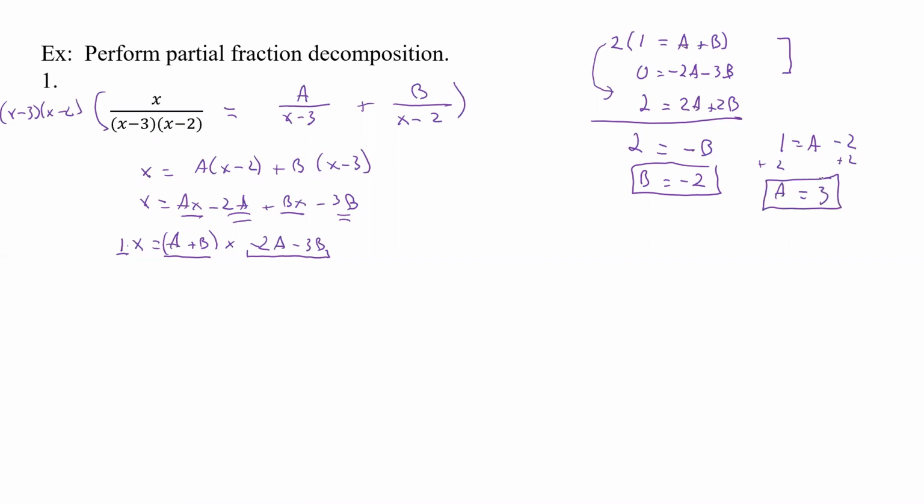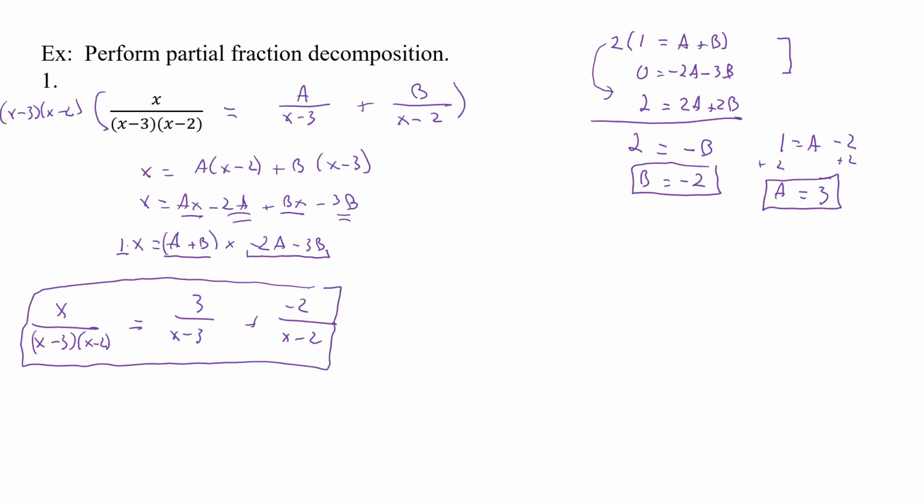Okay. And now my partial fraction decomposition turns out to be, all I have is the original x over x minus 3 times x minus 2. Well, that's just going to be equal to the 3, which is A, over x minus 3, plus B, which was the negative 2, over x minus 2. And that then is my partial fraction decomposition.